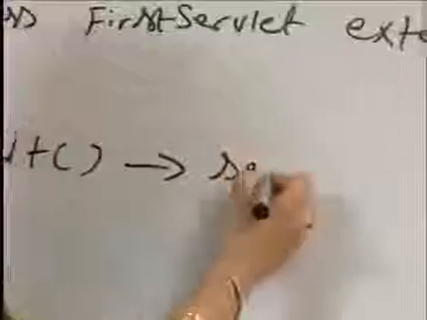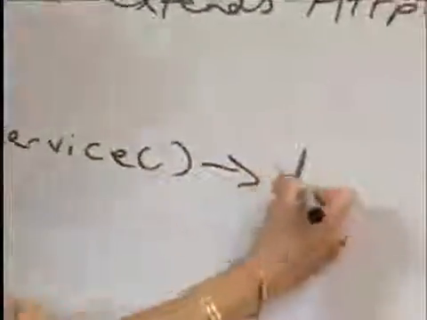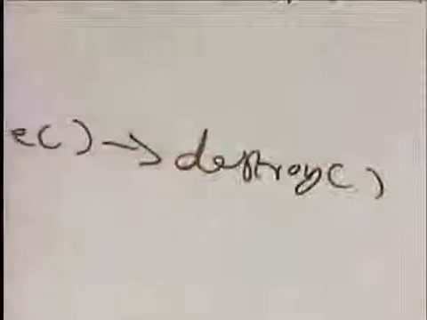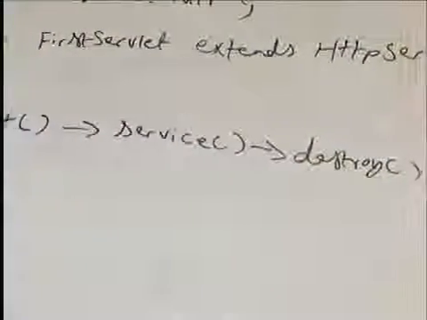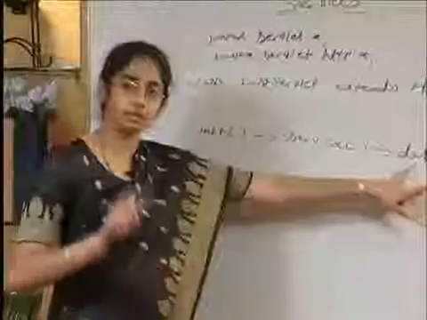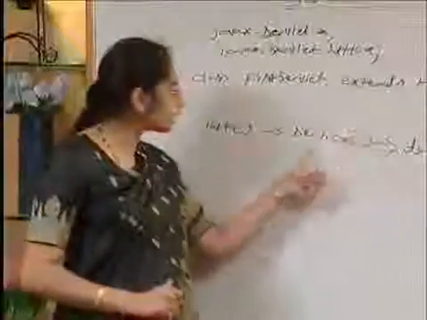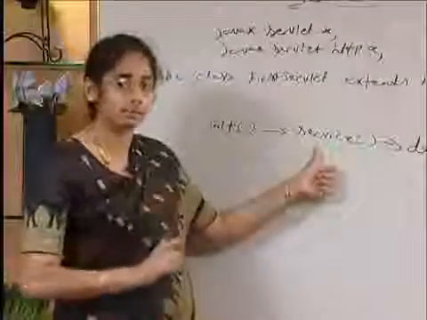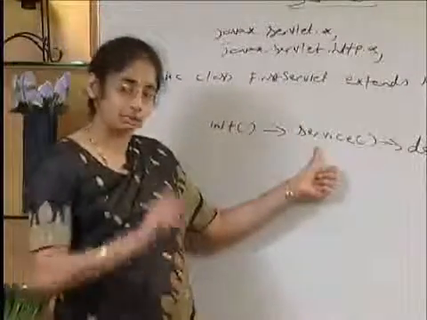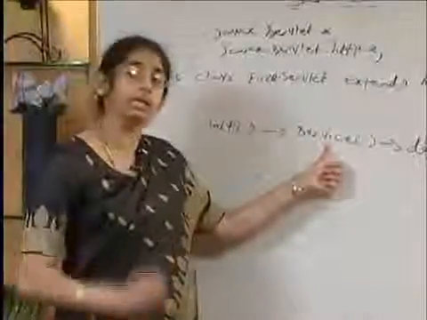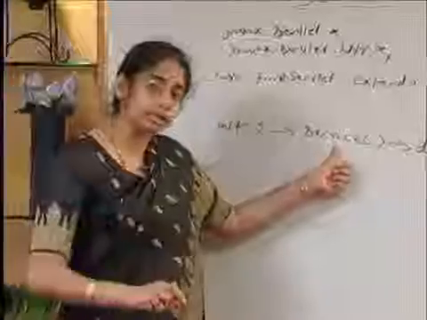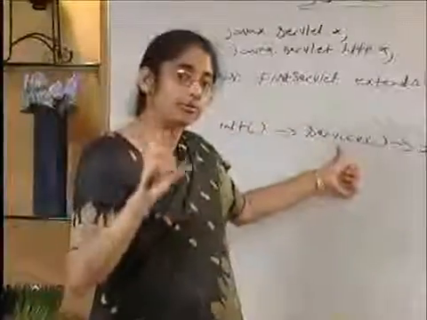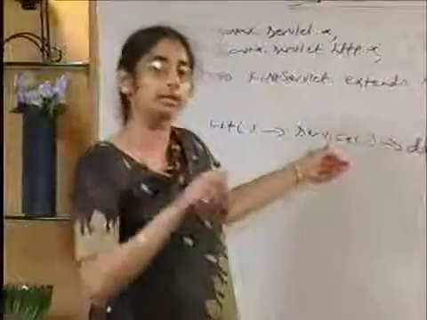Again, servlet has its own life cycle. It starts with init, then goes to service and destroy. Something similar to the applet life cycle. Init and destroy get executed only once in the lifetime of a servlet, whereas service gets executed for every client request. Which means to say, when a client makes a request, the service is getting executed. It is the service method which contains the logic for processing the client request and giving back a response to the client.